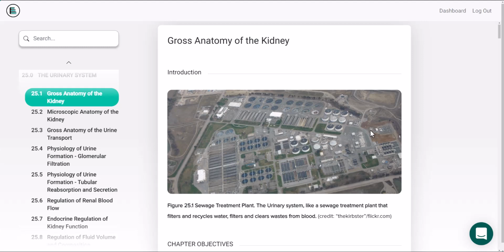Welcome to today's discussion on the urinary system. Today we'll be taking a look at chapter 25 from the Blosson, and we'll be covering sections 25.1, 25.2, and 25.3. Do not worry about any of the content in the rest of the chapter.